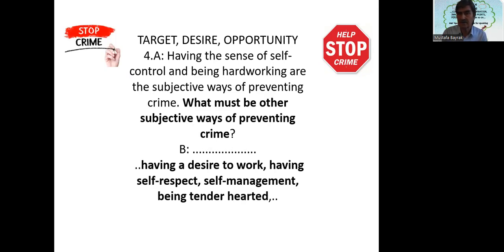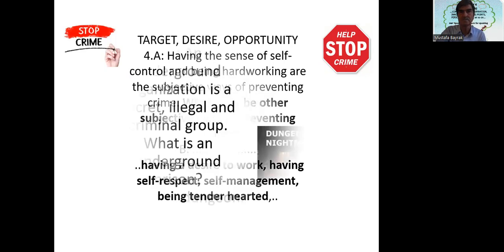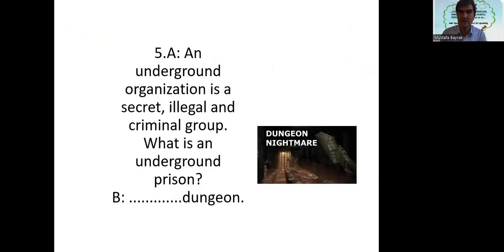Being tender-hearted, having compassion, having mercy in heart, may also be another subjective way of preventing crime. An underground organization is a secret, illegal, and criminal group. What is an underground prison? In the past especially, they called it a dungeon. So an underground prison is a dungeon, the place where prisoners are kept.